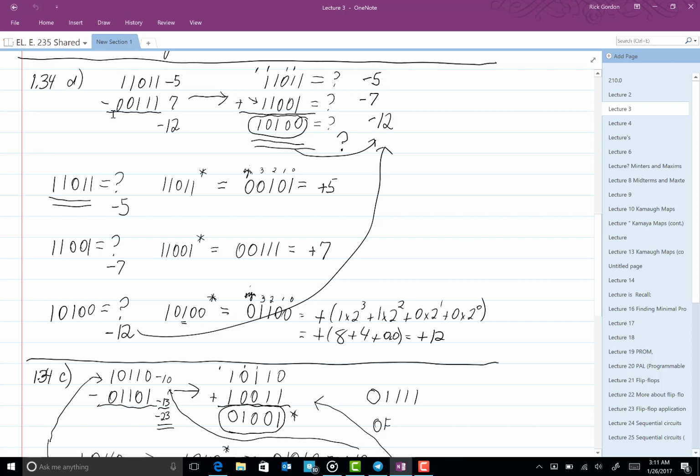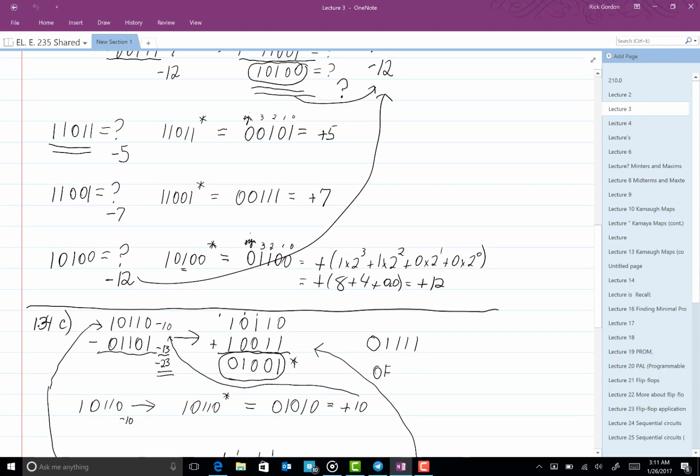When we add these numbers, we do indeed get 1, 0, 1, 0, 0. So this was all done correctly.